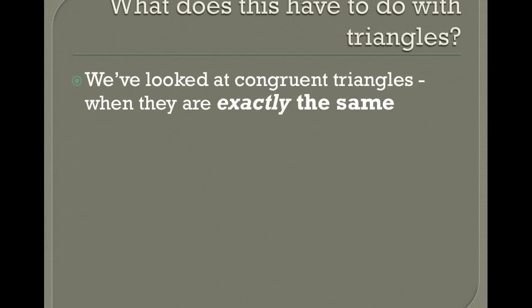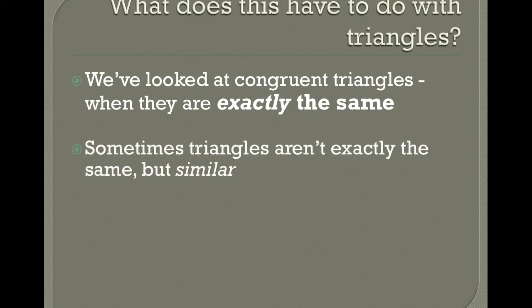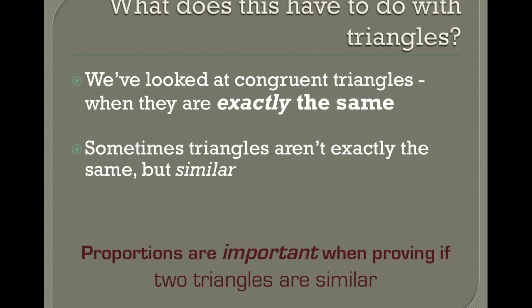What does this have to do with triangles? Well, we've looked at congruent triangles, and that tells us when they are exactly the same. Sometimes triangles are not exactly the same, but they can be similar. And similar triangles have to do with proportionality. So proportions are important when proving if two triangles are similar.